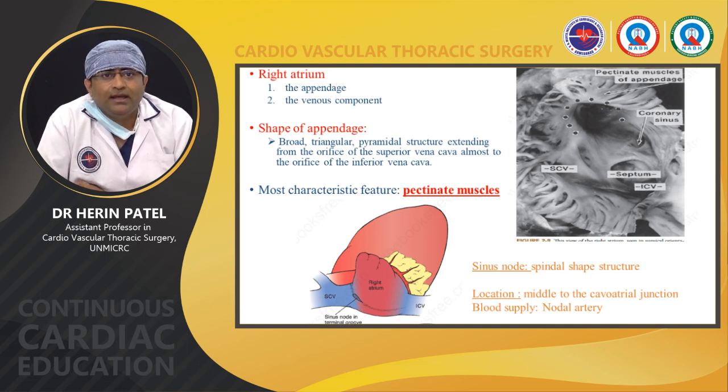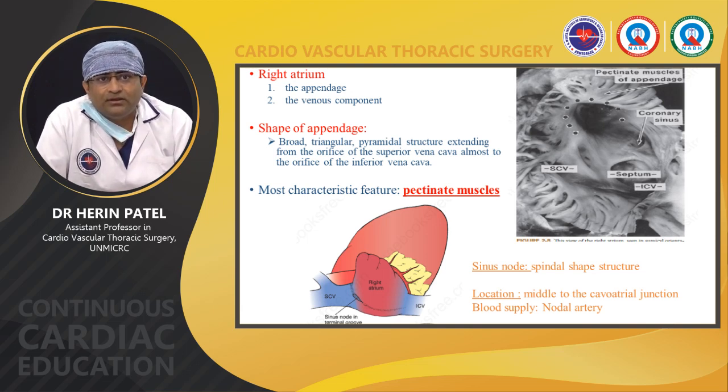cavoatrial junction, and it is prone to injury while doing a surgery in the cavoatrial junction, chiefly doing bidirectional Glenn, doing sinus venosus ASD procedure, or while doing a purse-string for the SVC cannulation or doing a Warden procedure.